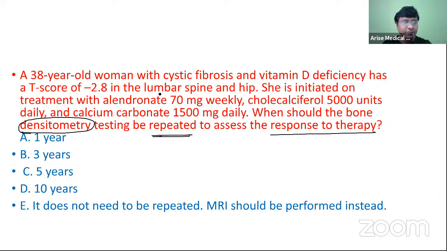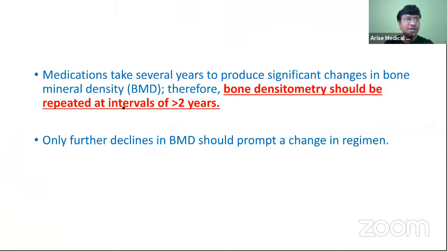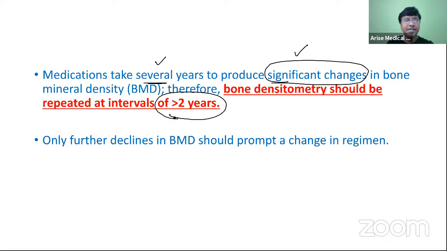Always remember, whenever you are giving these particular drugs, they don't have a very quick onset of action. They don't immediately treat your osteoporosis. These medications take nearly several years to produce significant changes within the bone mineral density. So you need to repeat that bone densitometry after 2 years.